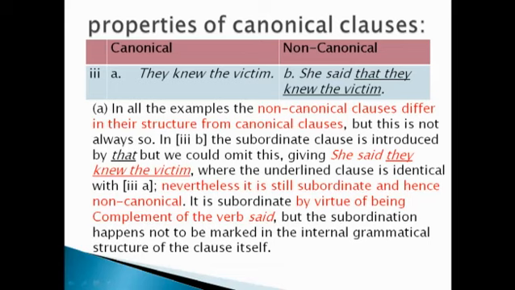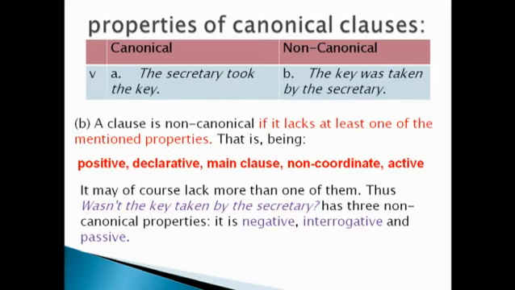It is subordinate by virtue of being complement of the verb "said", but the subordination happens not to be marked in the internal grammar structure of the clause itself. This "that" can be omitted according to some grammar rules, but subordination is still there. A clause is non-canonical if it lacks at least one of the mentioned properties, that is, being positive, declarative, main clause, non-coordinate, or active. It may of course lack more than one characteristic, okay? But if it lacks at least one, then I know it's non-canonical.